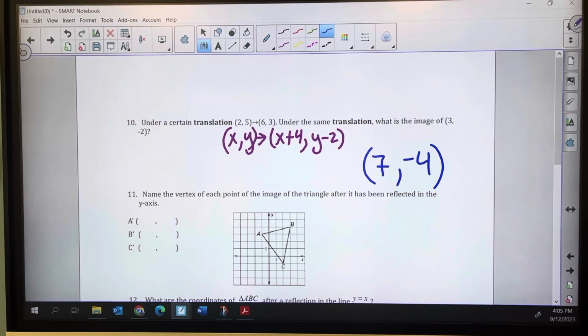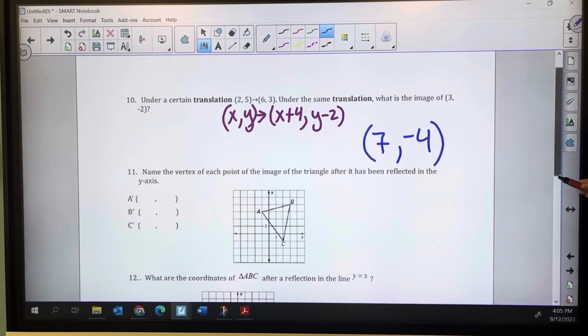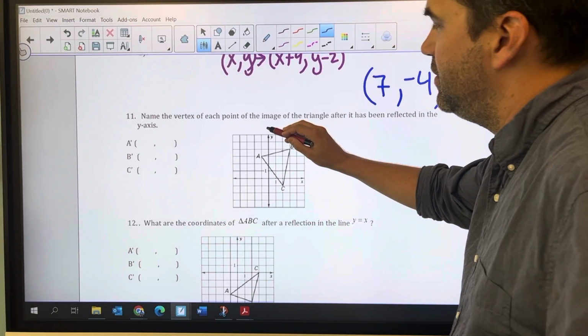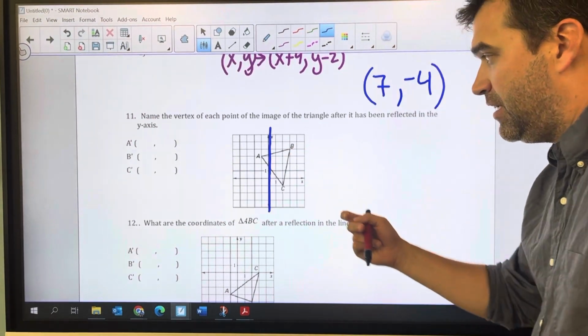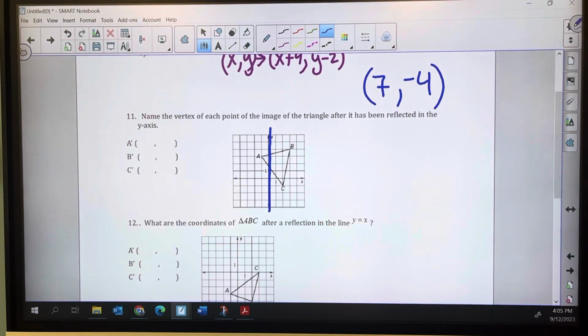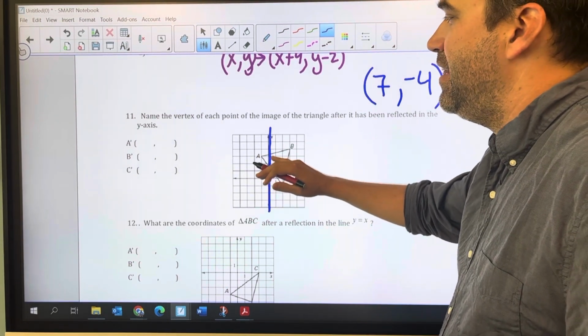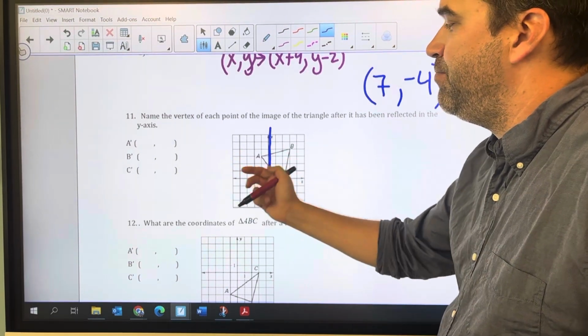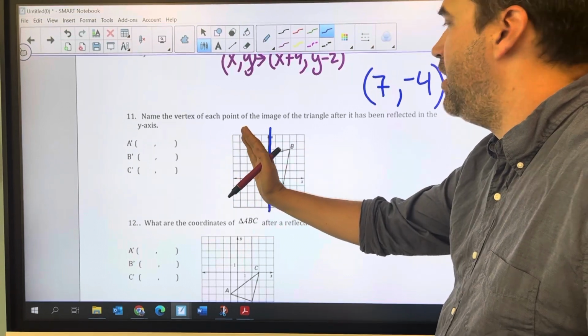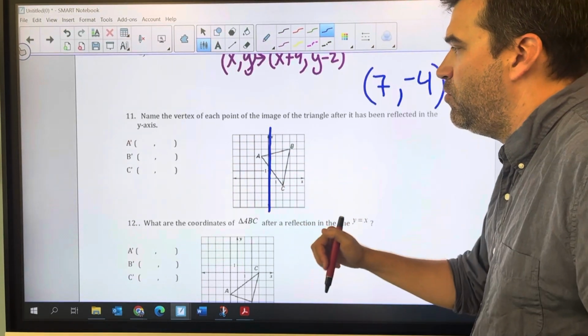In number 11. Name the vertex of each point after reflected in the y-axis. So the y-axis is right here. The reflection across the y-axis has a rule. So we talked about that rule in class. For me, it's just as easy with the reflection across that y-axis to kind of look at those points. A was 1 unit to the left of the line of the reflection, and so now I'm going to move 1 unit to the right.